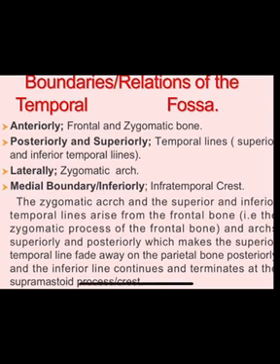Don't forget that the zygomatic arch and the superior and inferior temporal lines arise from the frontal bone. That is from the zygomatic process of the frontal bone, as well as the zygomatic arch superiorly and posteriorly. And the superior temporal line fades away on the parietal bone posteriorly. Then the inferior temporal line continues and terminates at the supramastoid process or crest.